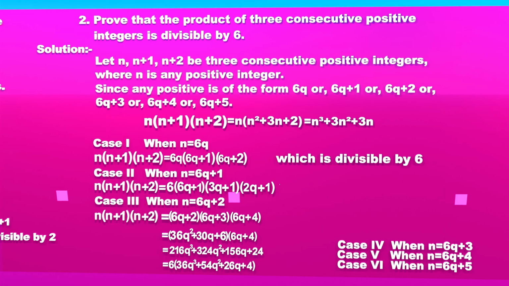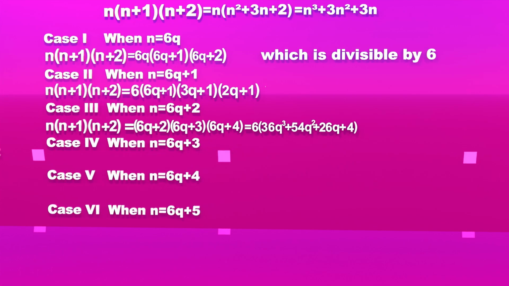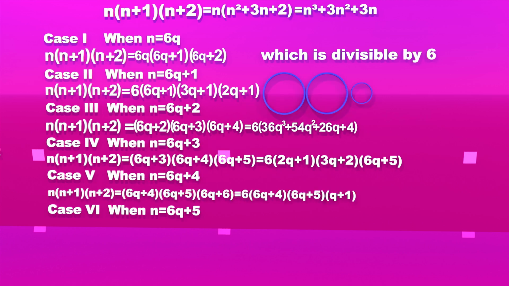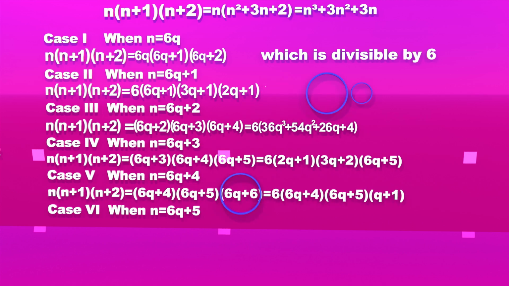In case 3, we proved that the product of 3 consecutive integers is divisible by 6. But still we have 3 cases left to check, and we will check them one by one. In case 4, let's take 3 common from this term and also take 2 common from this term, and hence we get 6. In the 5th case, we can take 6 common from this single term and we get 6 as a factor.